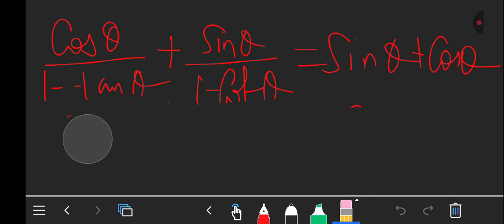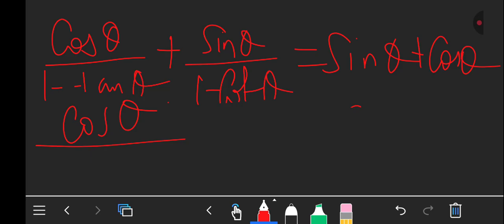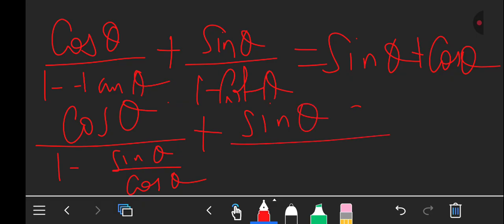So if we take the left hand side, what are we going to have? We know that this cos theta over 1 minus tan theta is simply cos theta over 1 minus sine theta over cos theta, then plus sine theta over 1 minus cot theta, where we learned the identity for cot is simply cos theta over sine theta. Then you can simply now do multiplication there.